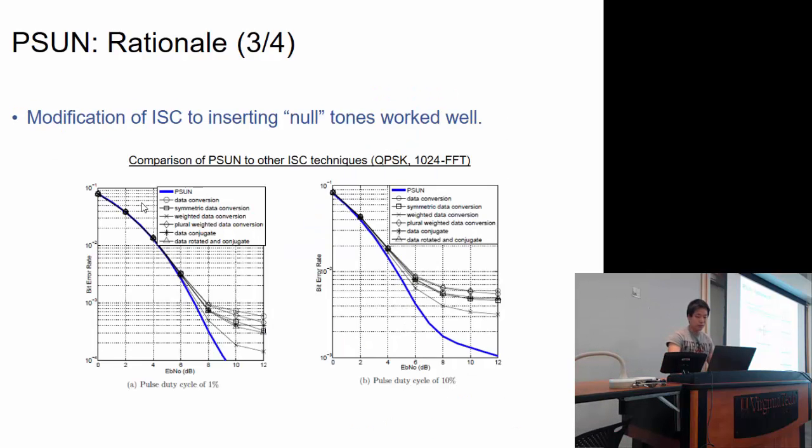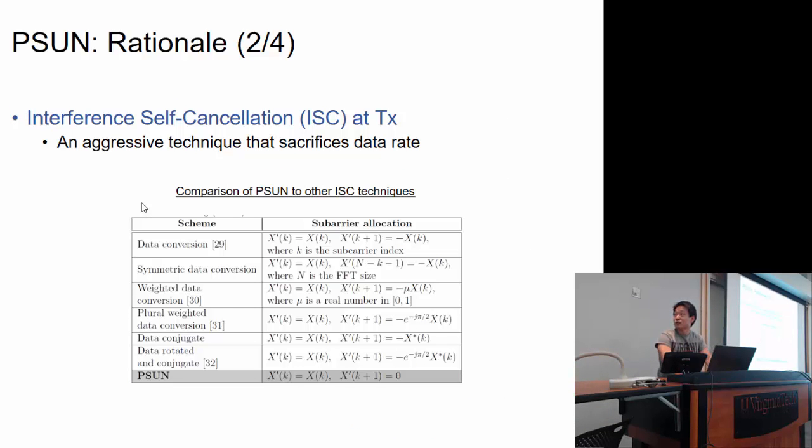So again, back to interference self-cancellation. By inserting null tones, as in PSUN, you can reduce the number of subcarriers that actually have energy. By doing that, you can reduce PAPR, and that's the main reason you can outperform any other self-cancellation techniques. So by the way, I forgot to mention.